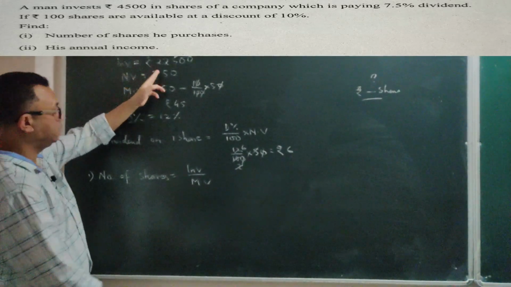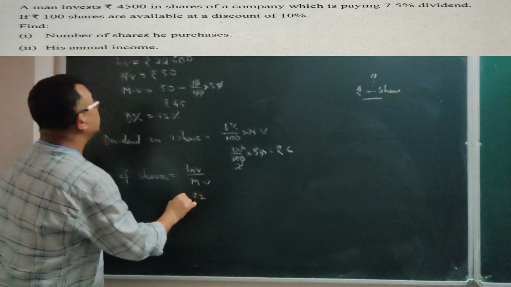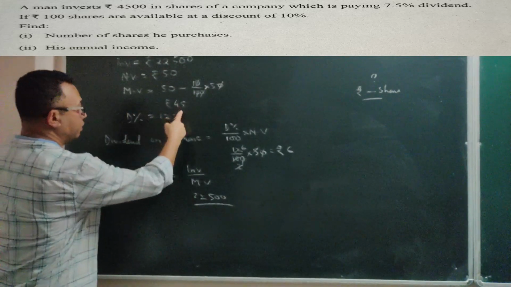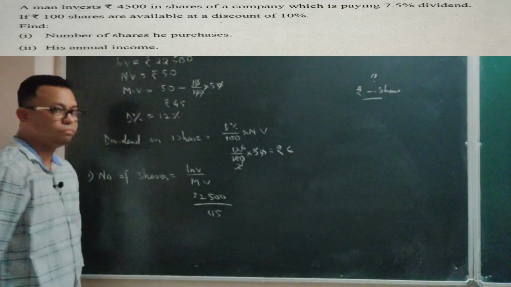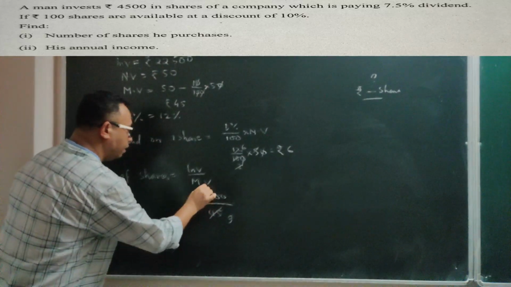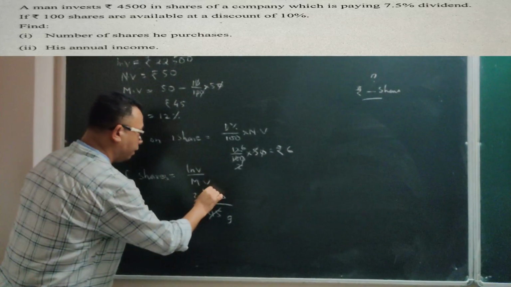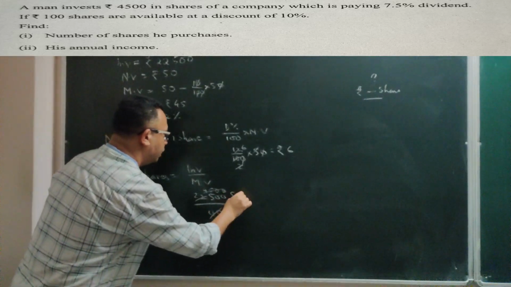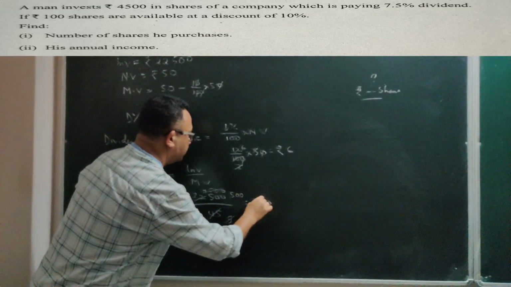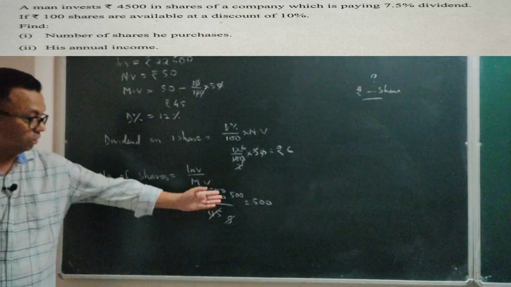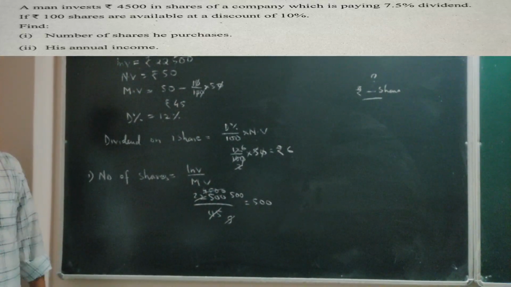So investment is 22,500, and market value is what you have calculated as 45. Now I'm going to cancel them and find out. 5 will go here 9 times, 5 4 20, 5 5 25, 0 and 0, 9 will cancel here, 5. So there you are. The total number of shares purchased is 500. This is the answer to question number 1: what is the number of shares purchased? He had purchased 500 shares.